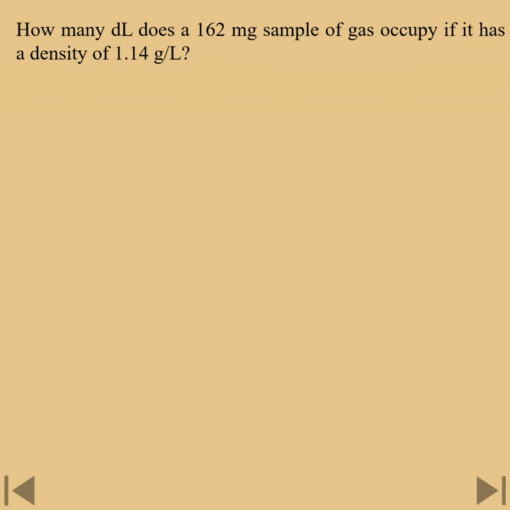Okay, how many deciliters does a 162 milligram sample of gas occupy if it has a density of 1.14 grams per liter? We are still using our units, so step 1 equals deciliters. Step 2, only one of these numbers has a single unit attached to it. That would be the 162 milligrams. And now step 3, out of milligrams.